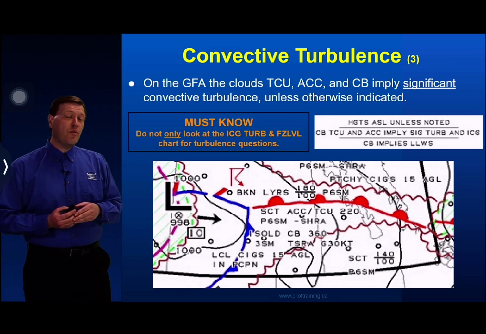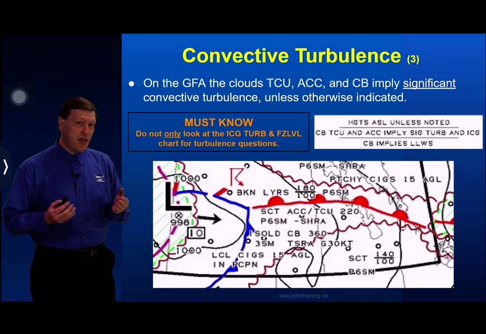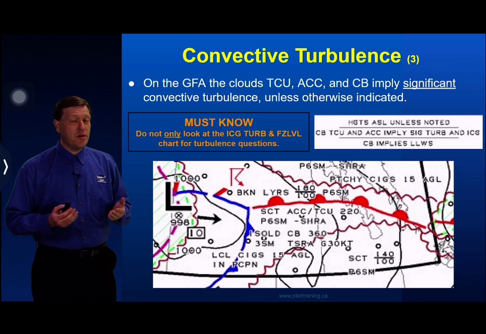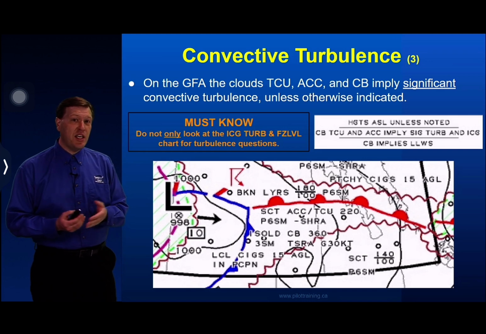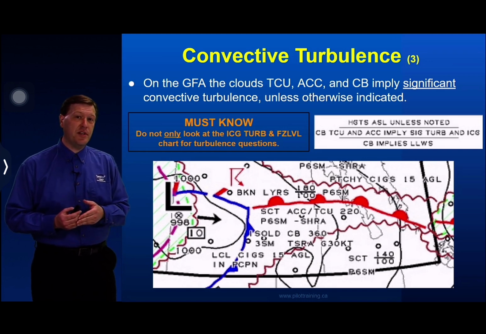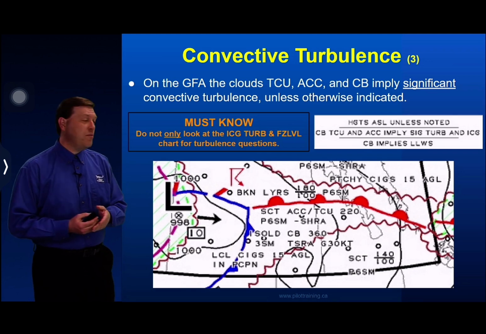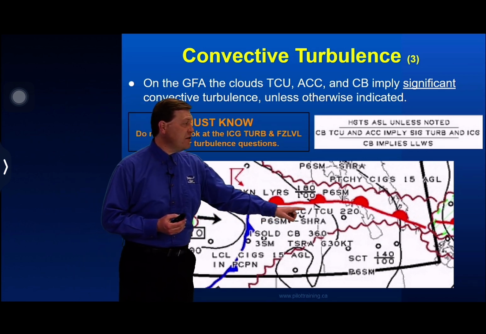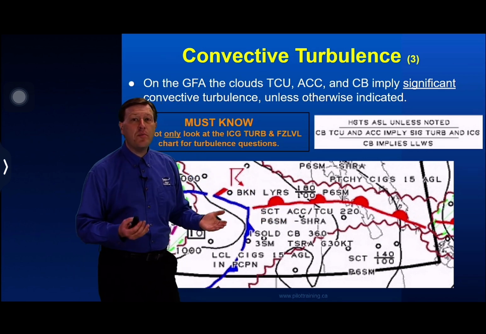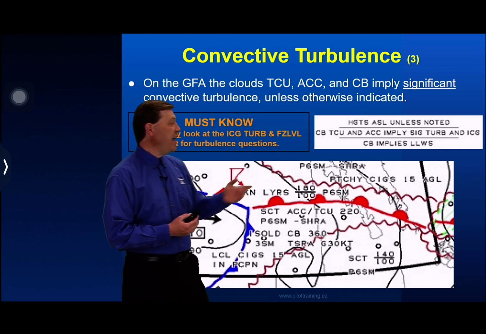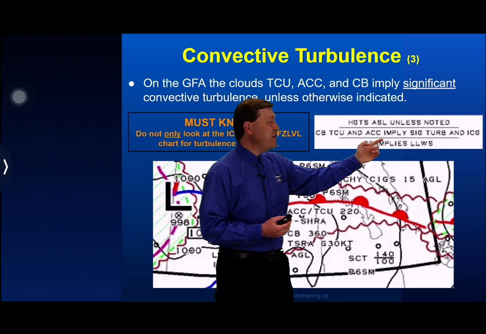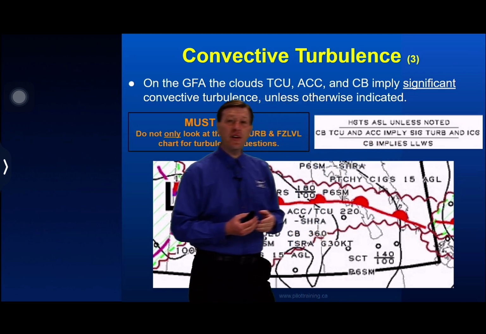Now, another thing to watch out for when it comes to writing the exam is that some people instantly go to the turbulence GFA to see, when they ask a question about turbulence, if there is any. Sometimes it might be blank. However, on the clouds and weather chart, you then suddenly see ACC or TCU. Well, we need to remember that whenever we have CB, TCU, and ACC, they imply significant turbulence and icing.